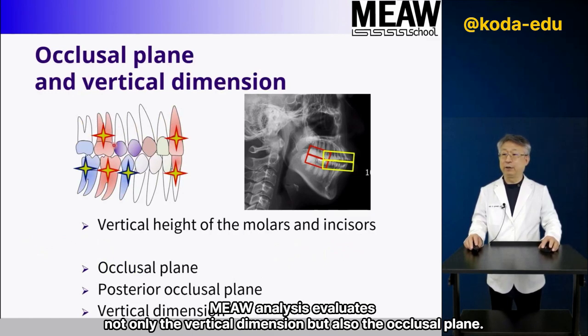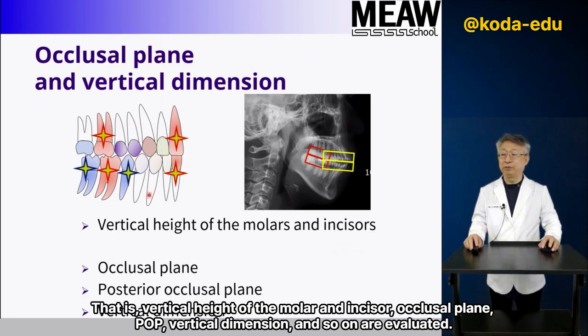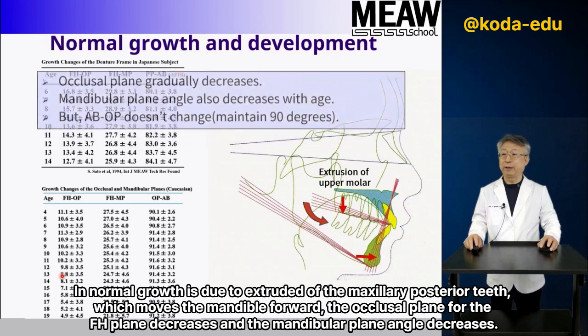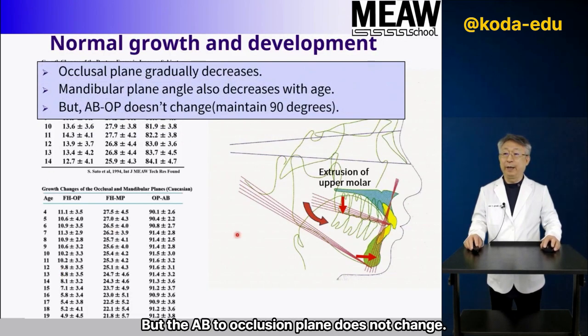MEAW analysis evaluates not only the vertical dimension, but also the occlusal plane. That is, vertical height of the molar and incisor, occlusal plane, POP, vertical dimension, and so on are evaluated. In normal growth, the extrusion of the maxillary posterior teeth moves the mandible forward. The occlusal plane to the FH plane decreases and the mandibular plane angle decreases. But the AB to occlusion plane does not change.